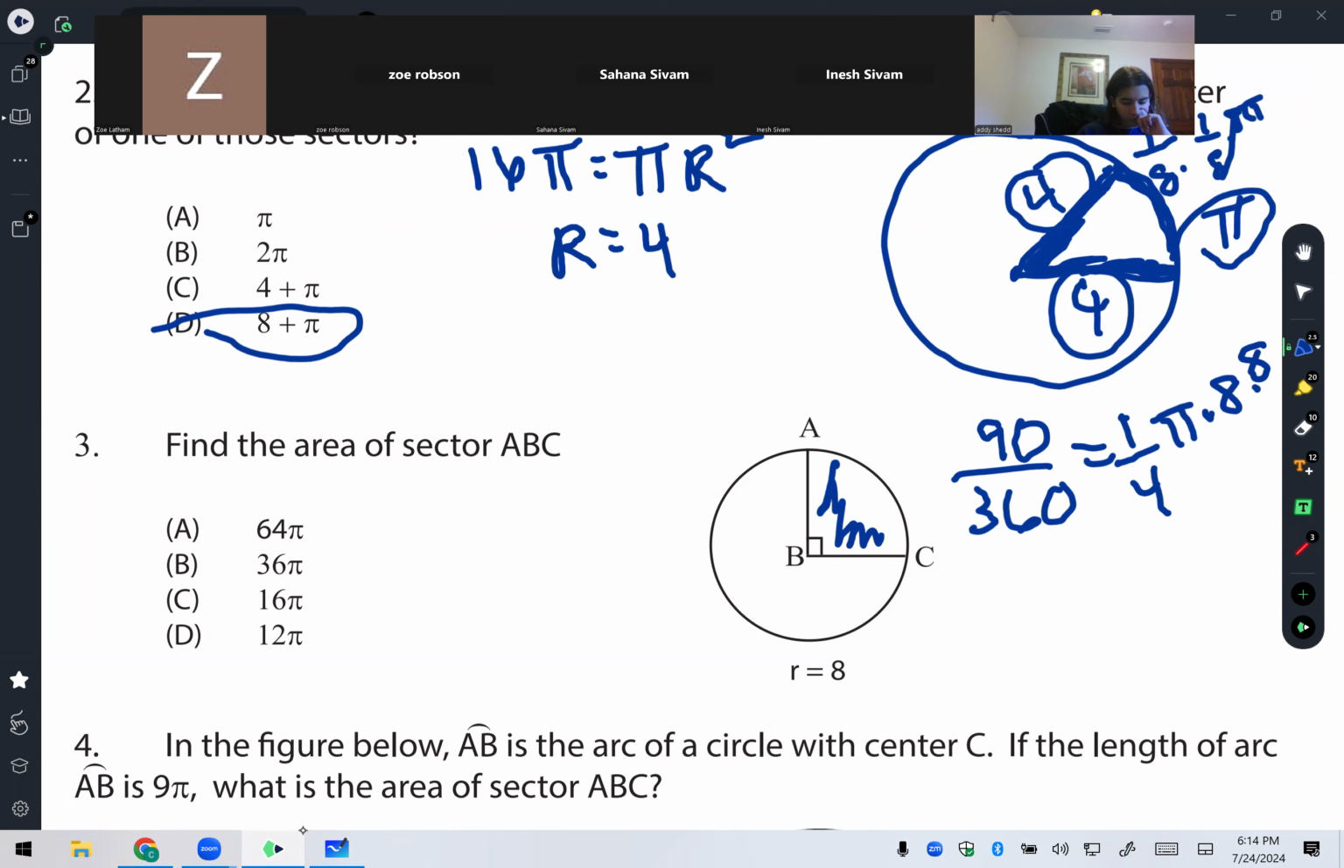Is that a 2? Oh yeah, 8 times 8. I see. Did everybody get 16 pi? Because we take the degrees and we get the fraction, which is 1/4, and then we have pi times 8 times 8. So we're going to take a segue.